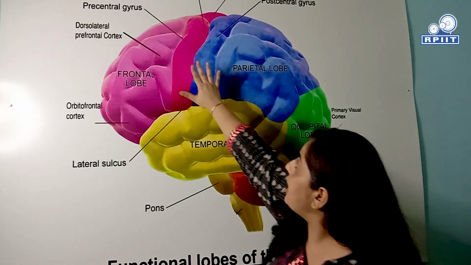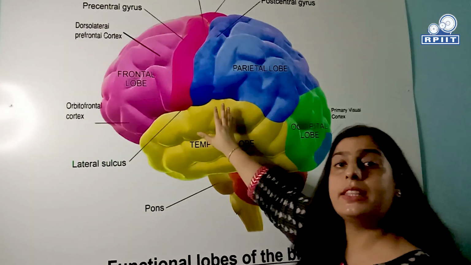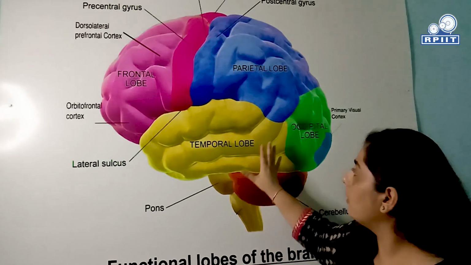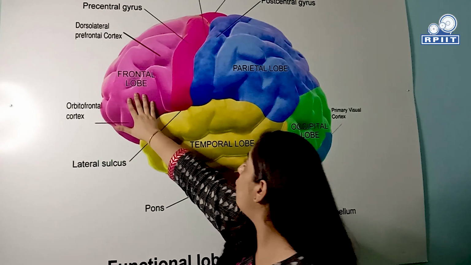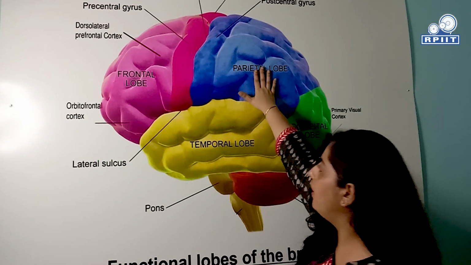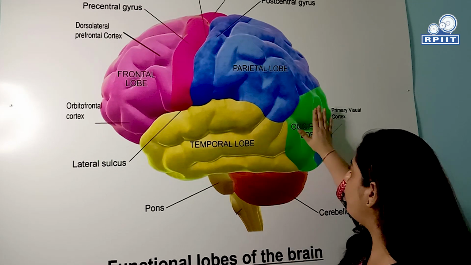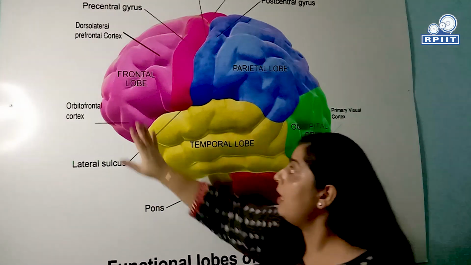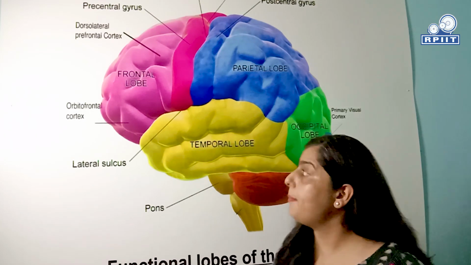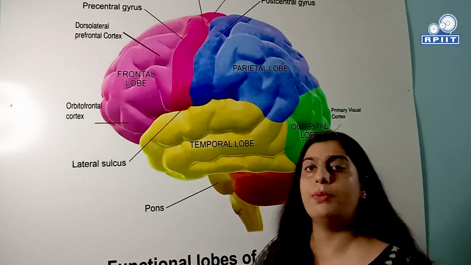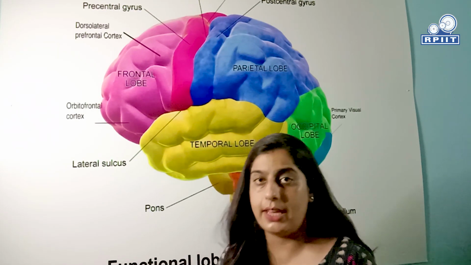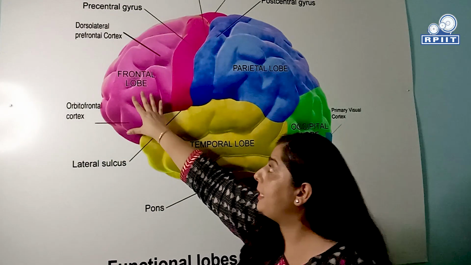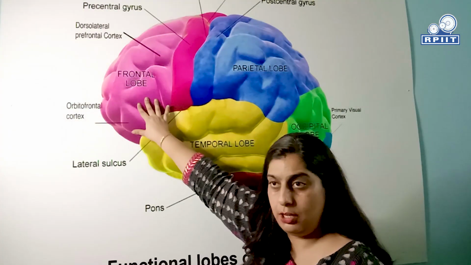There are so many sulci and gyri present in the brain. The brain can also be divided into 4 main lobes. One lobe is the frontal lobe, second is the parietal lobe, third is the temporal lobe, and fourth is the occipital lobe. So we come to the frontal lobe, which is the main part of our brain. The frontal lobe is responsible for intelligence, planning, thought process, and all the intellects are controlled by the frontal lobe.